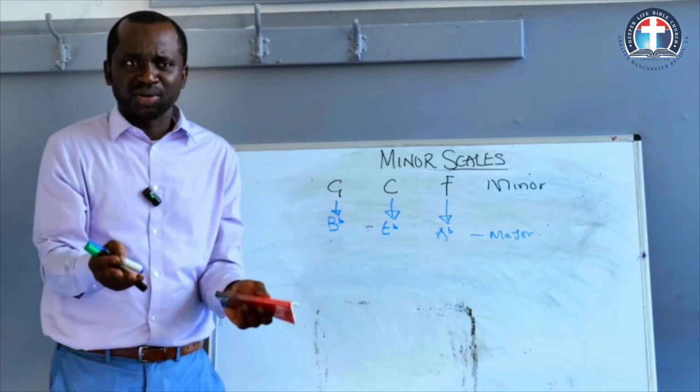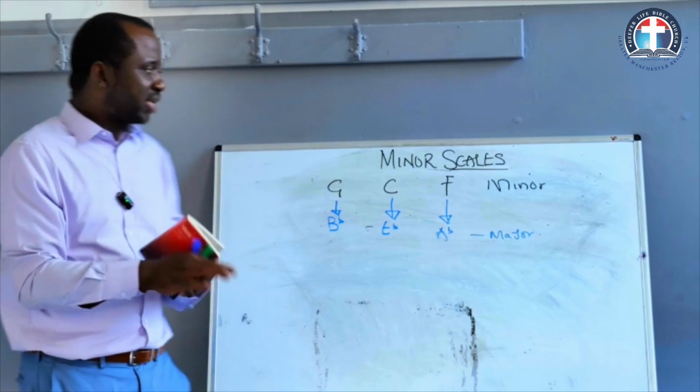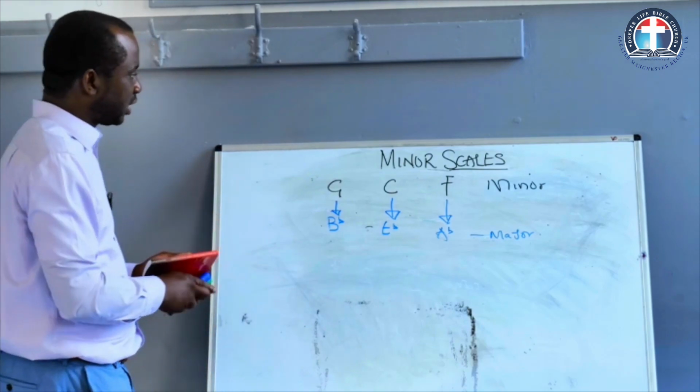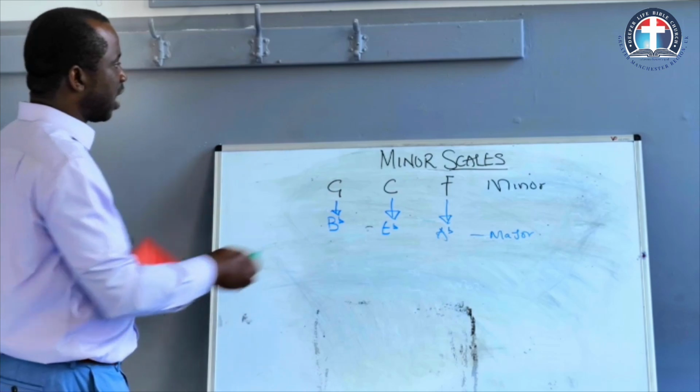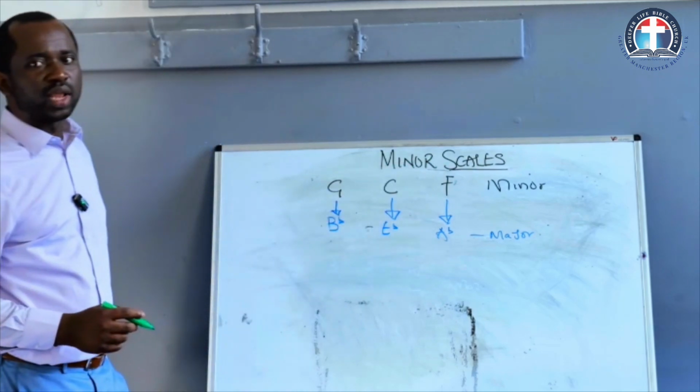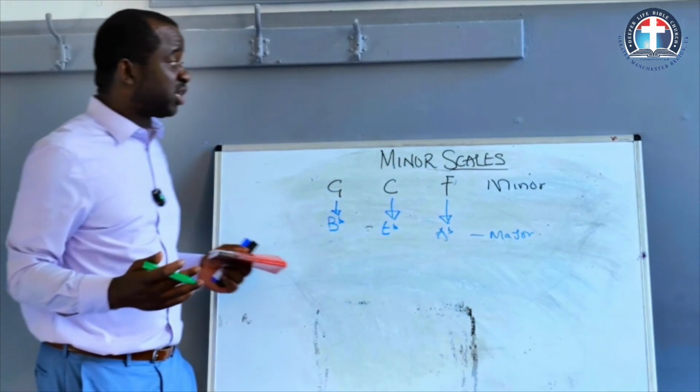Am I on a minor scale here? You should start. So let's take an example. Let's look at a more complicated one. Let's look at F minor. Let's deal with F minor. Now, how do I write the scale of F minor?